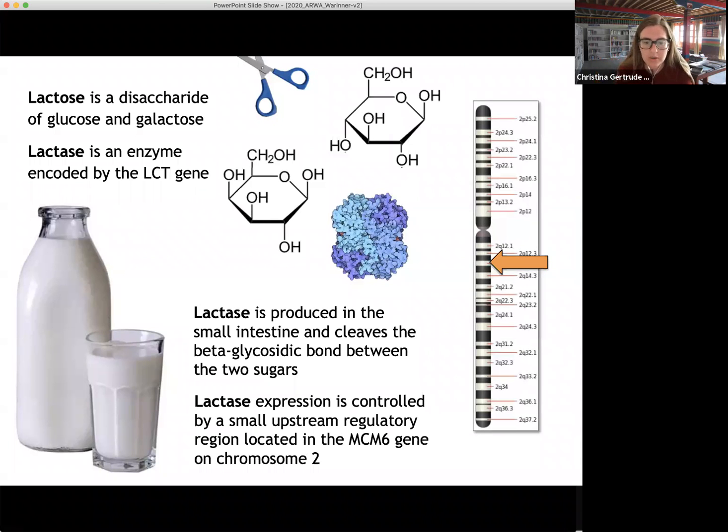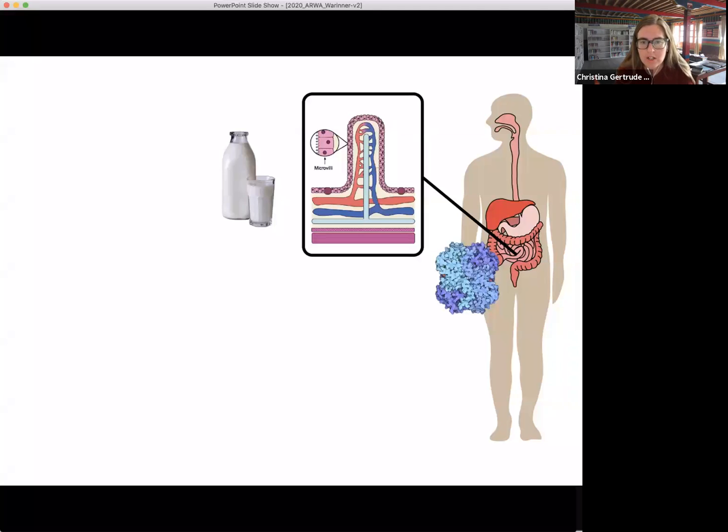This gene that produces lactase is on chromosome 2, but there's another region about 14,000 bases away that is actually the regulatory region, meaning it's the region that tells that gene to turn on or turn off. As I mentioned before, this lactase is made in the small intestine, and during infancy, you make a lot of it in your small intestine.